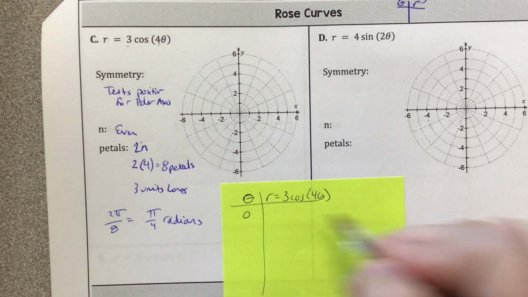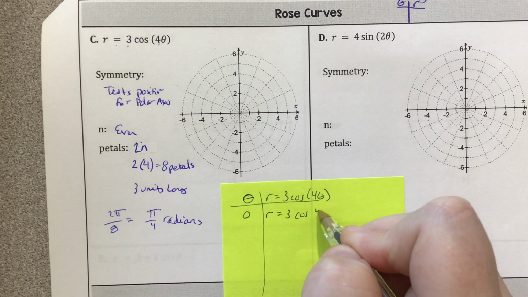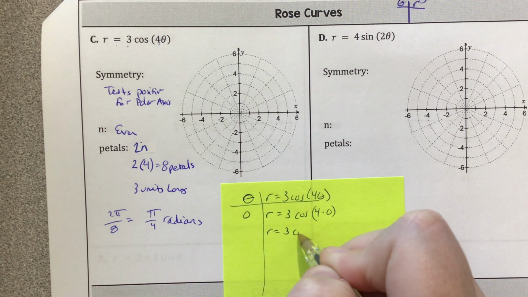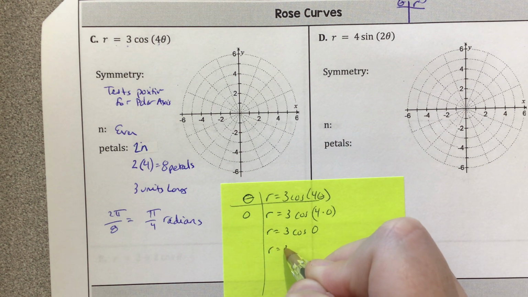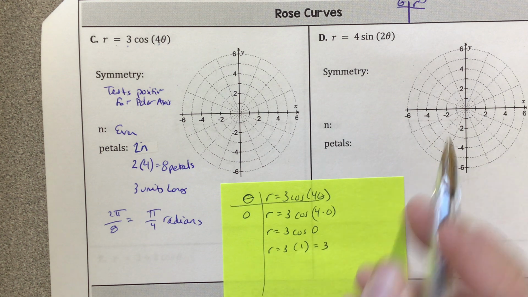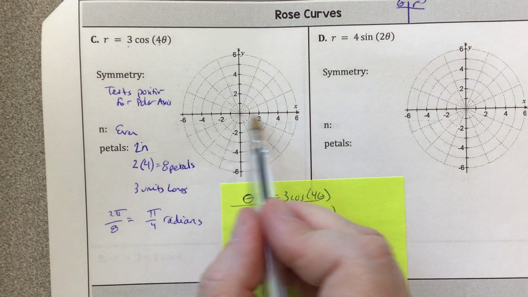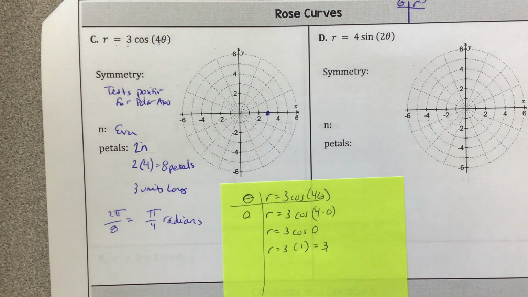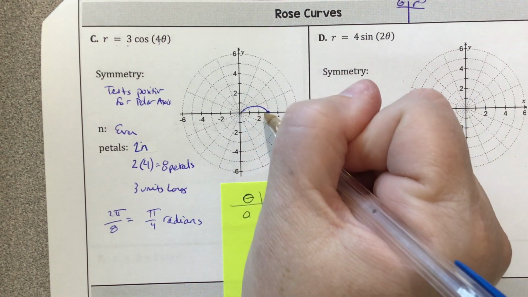Let's start at angle 0. r is equal to 3 times the cosine of 4 times 0, or 3 times the cosine of 0, and the cosine of 0 is 1, so 3. Oh, I found here at the angle 0 radians, I'm going to go out 1, 2, 3 right here. That is the full length of a petal. So I have found the end of a petal. That's lucky.